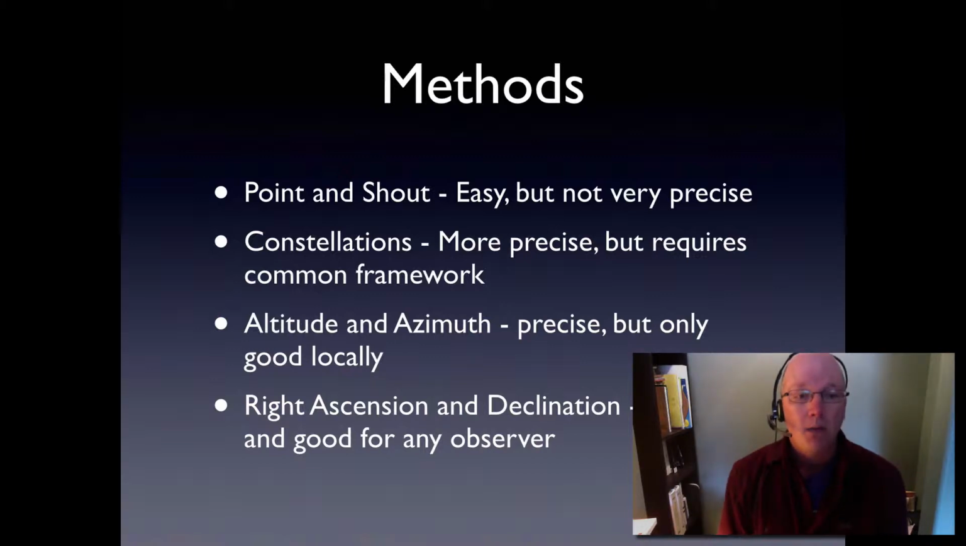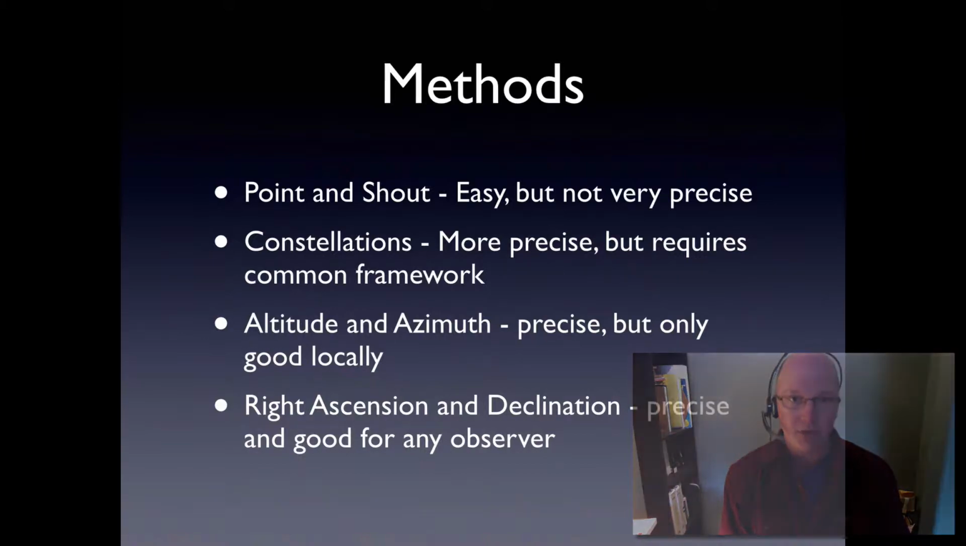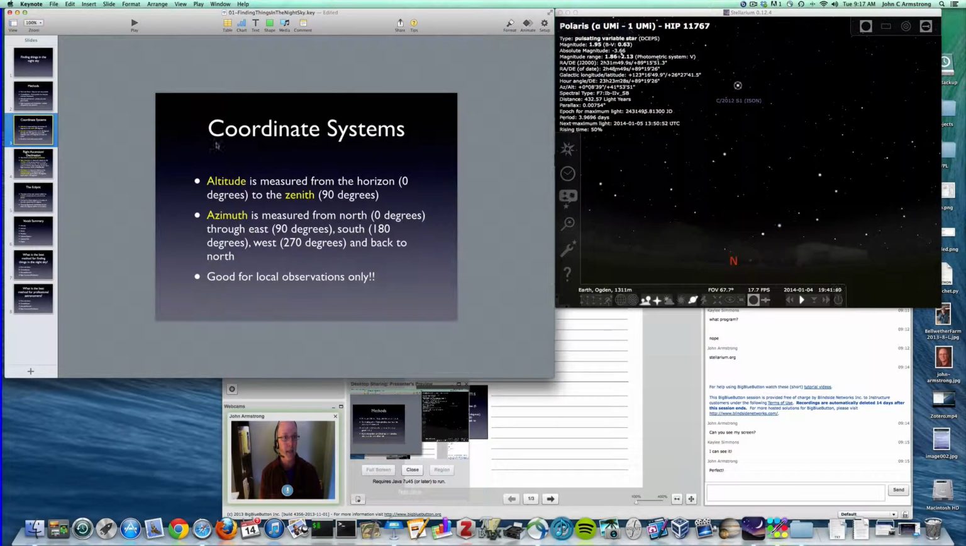They are more precise than point and shout, but they're still just pointing at a region of space. The next one that I'll show you in just a moment on the planetarium is altitude and azimuth. Now, this is incredibly precise, but it's only good locally. That is, it only is good for looking at things from your location on the planet Earth. And then the next one we're going to talk about is right ascension and declination, which I'll demonstrate in just a second, and that's precise and good for any observer. We're going to talk about altitude and azimuth first. We measure altitude in degrees, and we measure azimuth in degrees, and so let's see what that looks like.